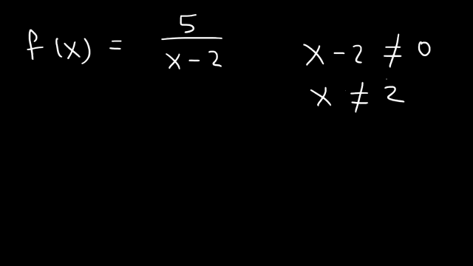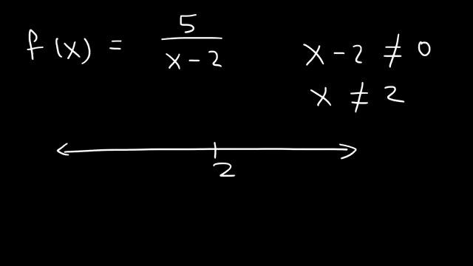So how do you represent this using interval notation? So if we draw a number line, x could be anything except 2. So at 2, we're going to have an open circle. It can be greater than 2, or it can be less than 2. All the way to the left, you have negative infinity. All the way to the right, positive infinity.